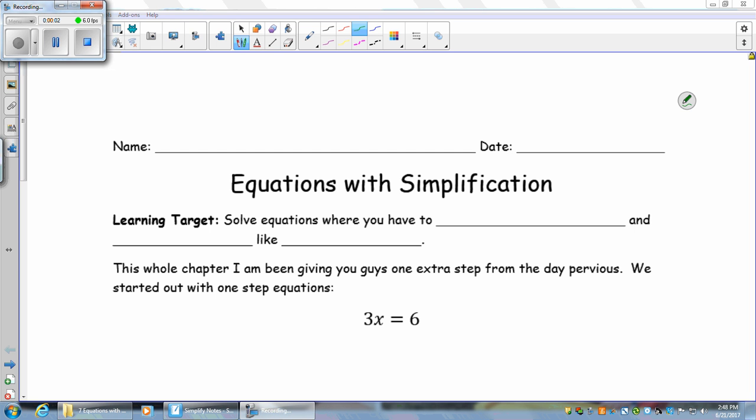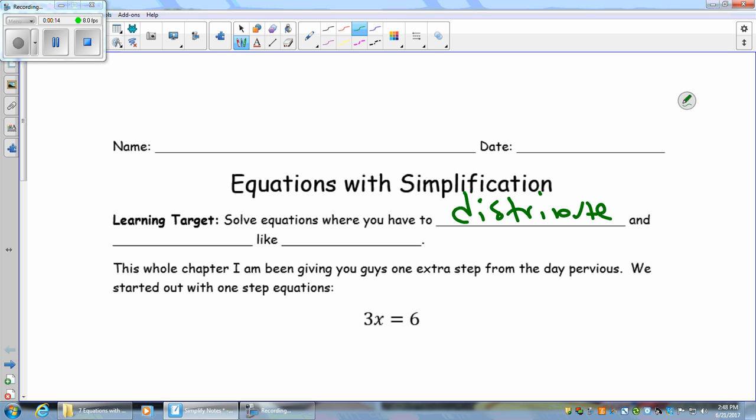Alright guys, so here's my next notes in the equation chapter. We're going to take a look at equations where we're going to have to simplify. So we're going to solve equations where you have to distribute and then combine like terms. All things we've done already this year.